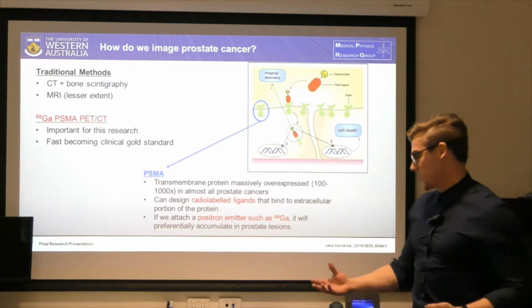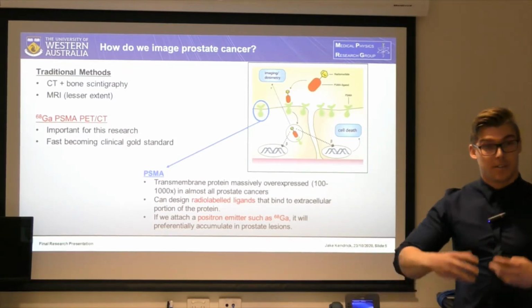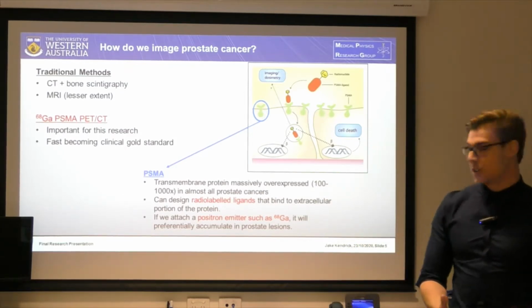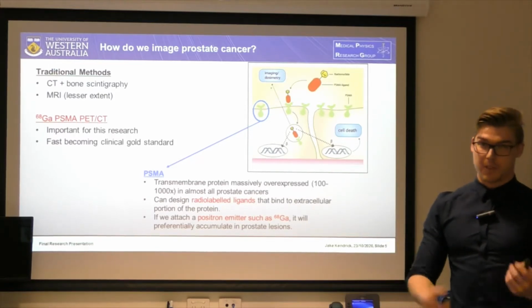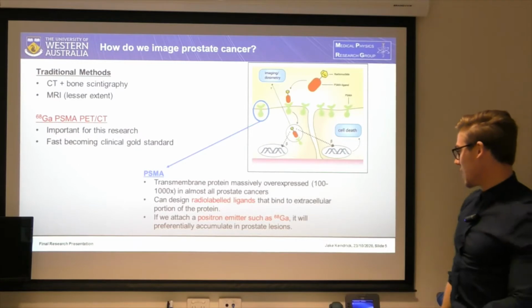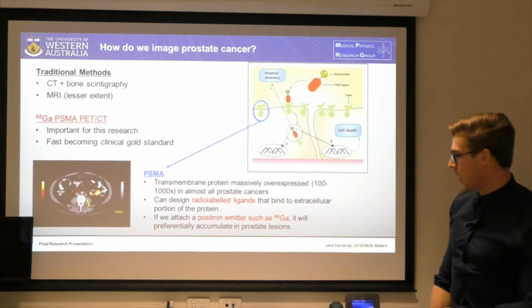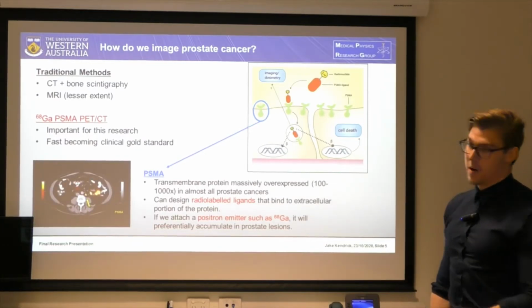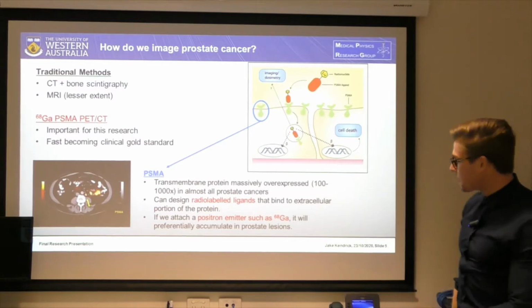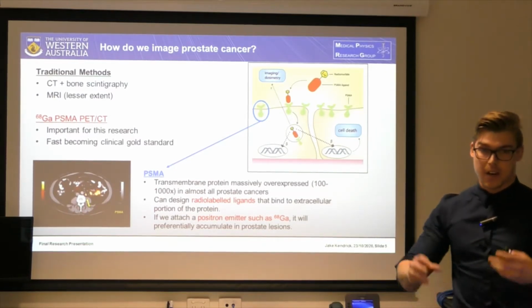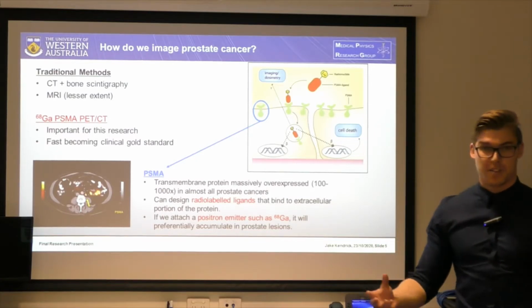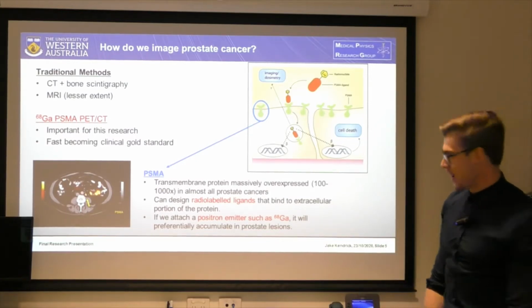And if we attach a positron emitter such as gallium-68, once that preferentially accumulates in the patient prostate lesions, we can measure the resulting photons from the annihilation reaction between positrons and electrons. And if we combine that with a CT image, we can generate a PET-CT image from this. Ideally, what we'd like to have in this is high contrast between the prostate lesions and anything else in the body. So we want to be able to see them quite clearly, and PSMA gives us that.